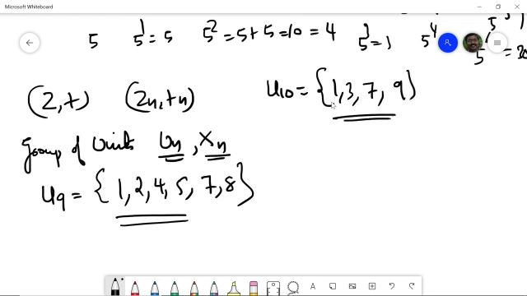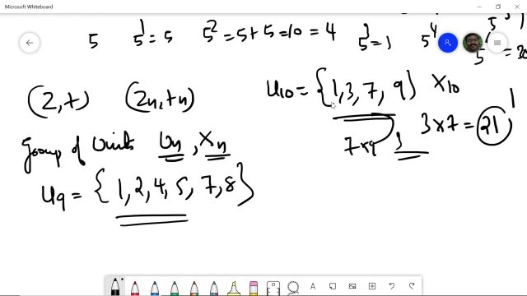So I hope you understand what U9 and U10 are, and here the operation would be multiplication modulo 10, because if you take 3 into 7 you will get 21. In this group it is actually 1. Similarly, 7 into 9 is 63. In this group it is actually 3. You can check whether Un is a group under the various operations.